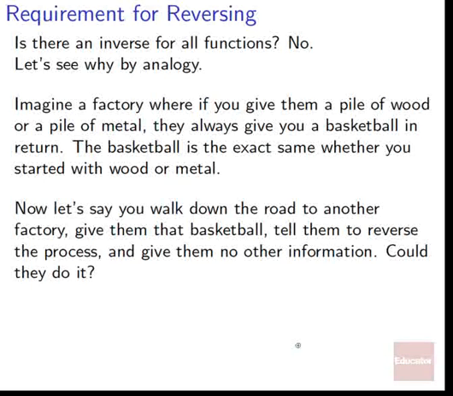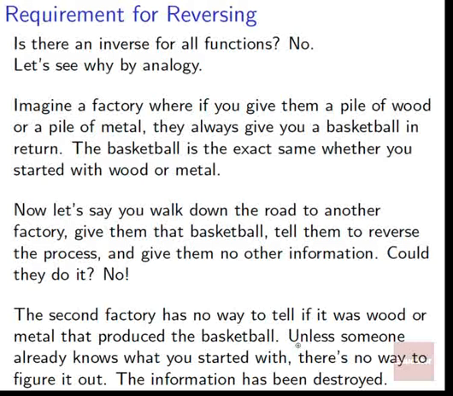Now, let's say you walk down the road to another factory, you give them that basketball, you tell them to reverse the process, and then you walk away. You give them no other information. Can that factory take a basketball and transform it back into a pile of wood or a pile of metal if all they have is the basketball and no other information? No, they have no idea what you started with, right? Maybe they've got wood, maybe they've got metal, but the point is they have no way to know which one they're supposed to give you at this point. They don't have the information.